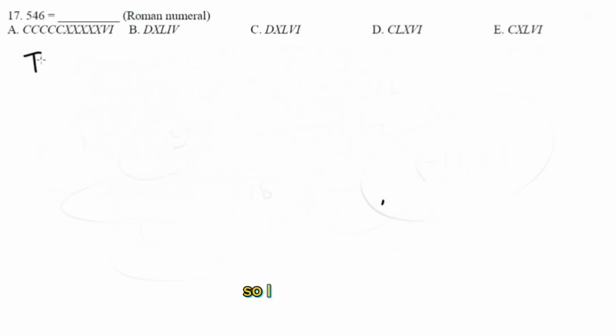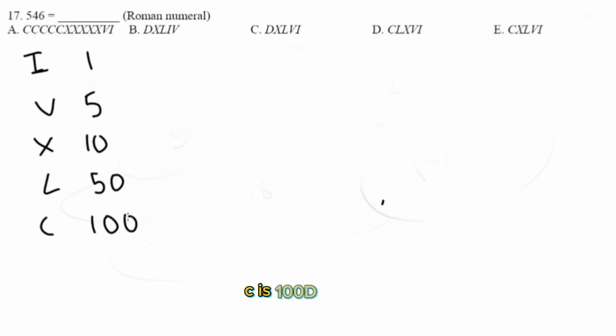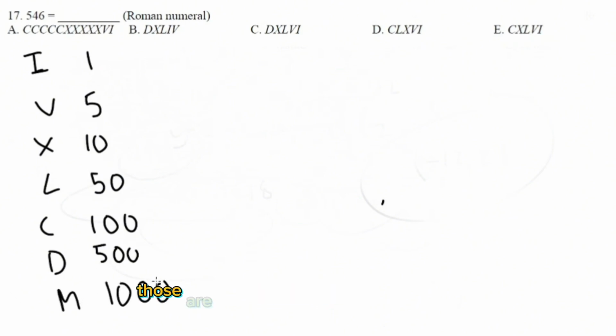So I is 1, V is 5, X is 10, L is 50, C is 100, D is 500, and M is 1000. Those are the basic ones we need to know and all the ones we need to know for this problem. Alright, so now we can solve this. We first need to break up this number into its individual place values. So that's 500, 40, and 6.